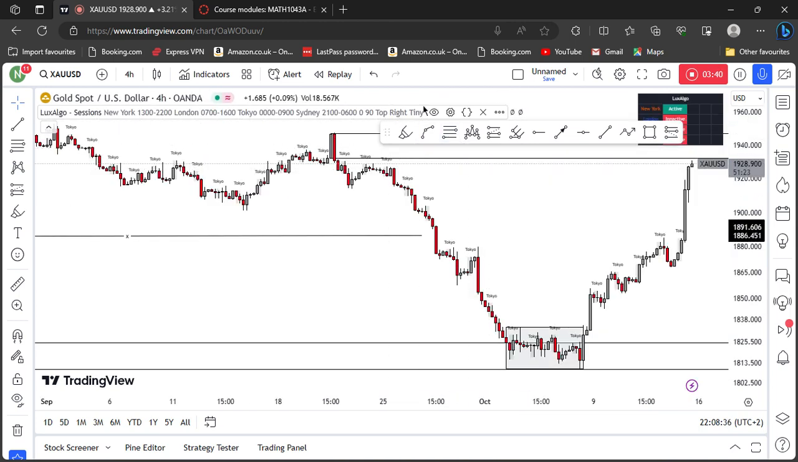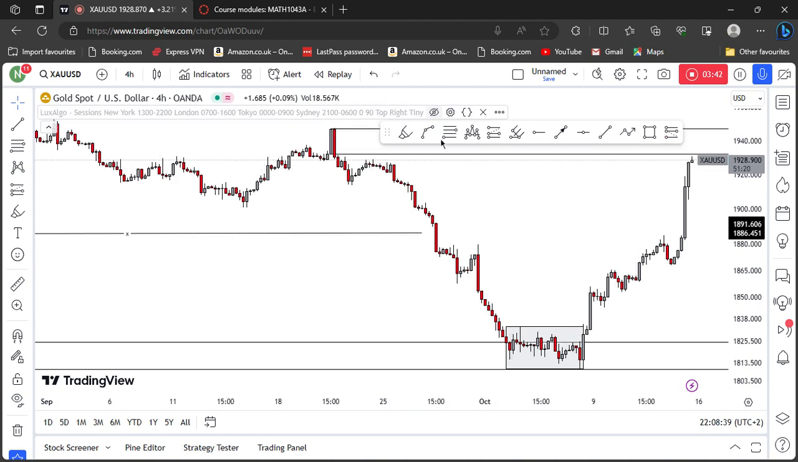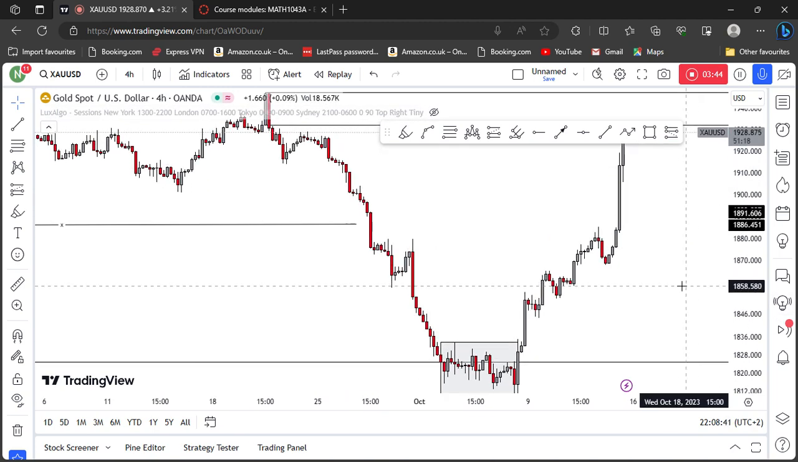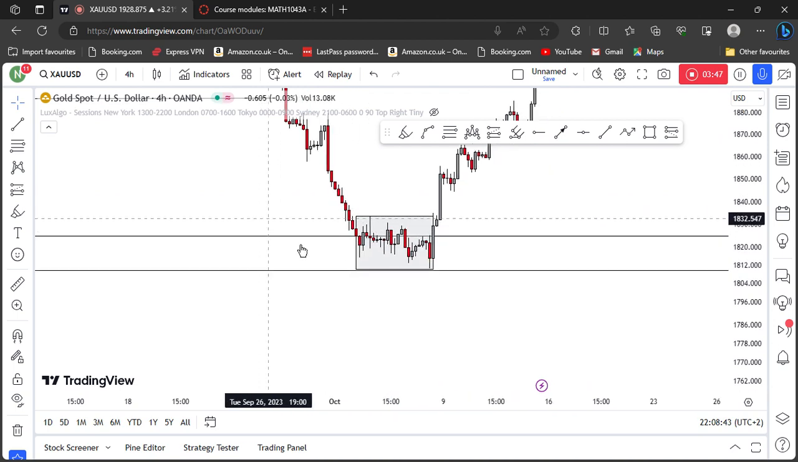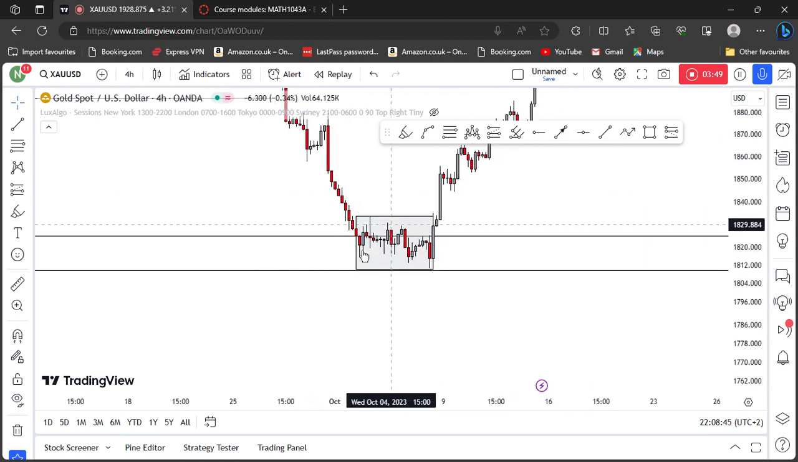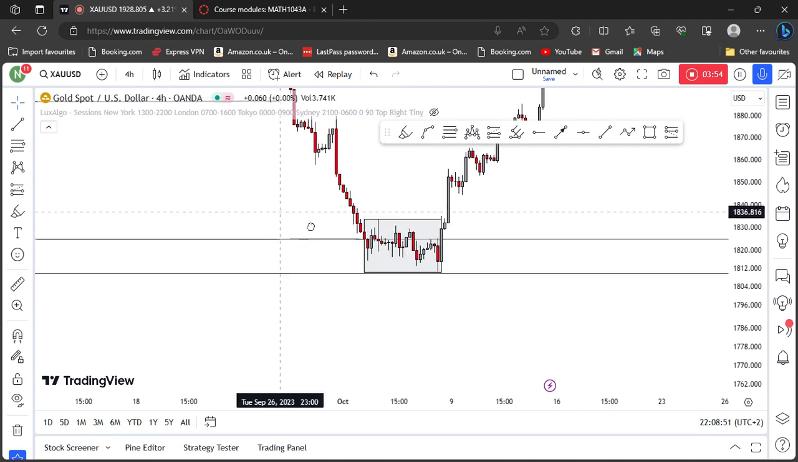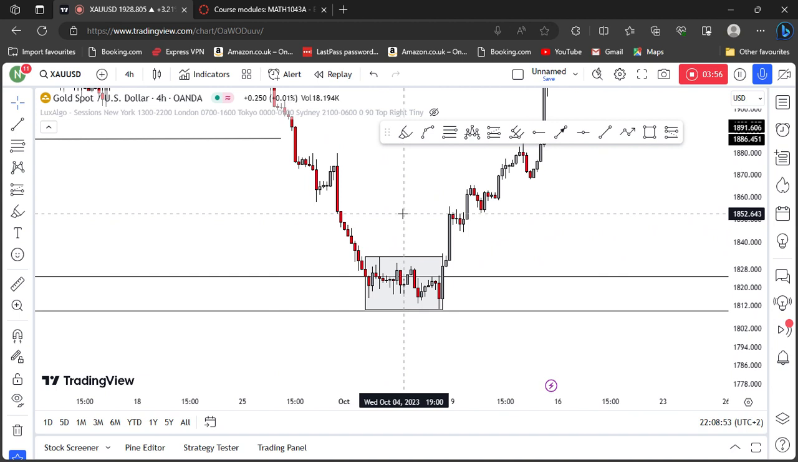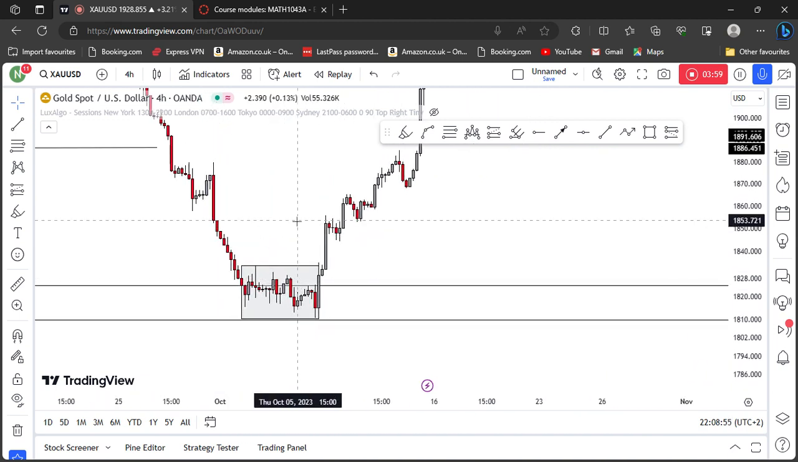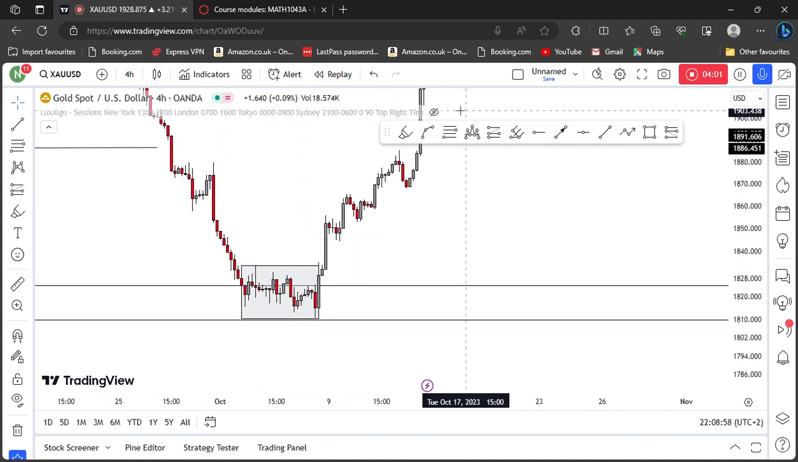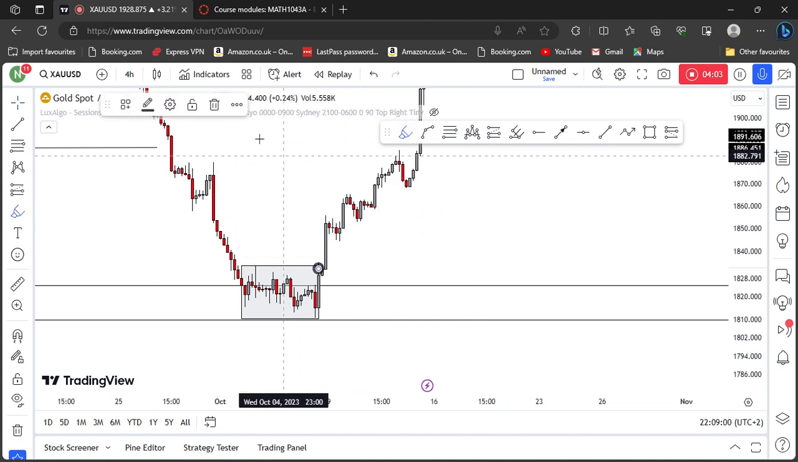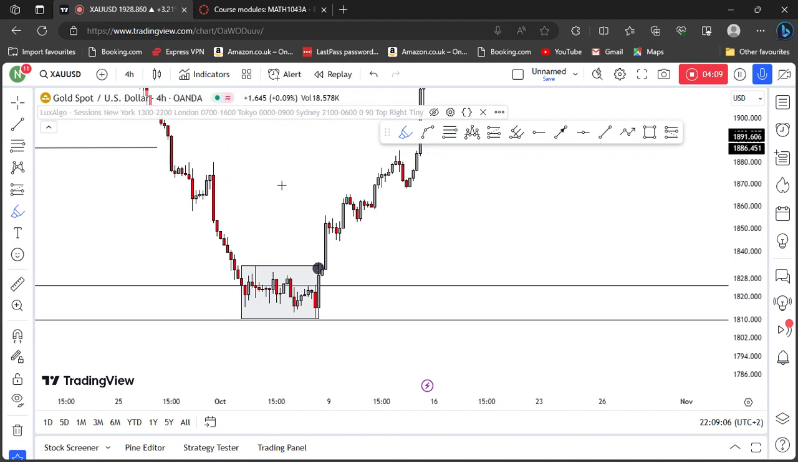So scaling down to the 4 hour, let me just remove this sessions indicator. Okay, scaling down to the 4 hour, I see that once the price got into my demand zone, it consolidated for about 2 to 3 days. Then we had a break of structure right there. The price broke the consolidation, meaning now we are looking for an upward move. You're looking for buys, right? So now we're starting to look for buys.